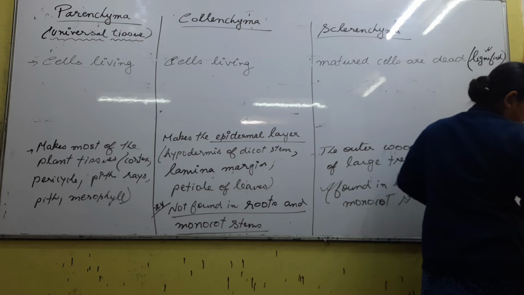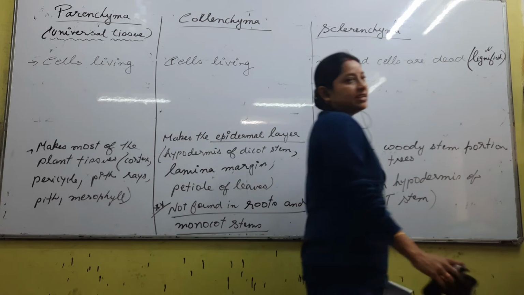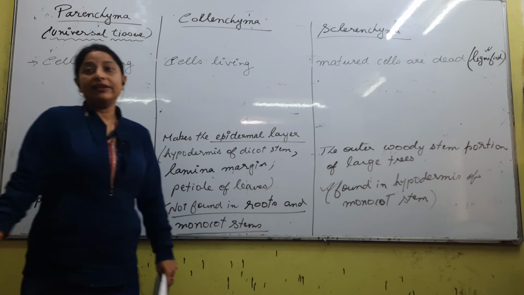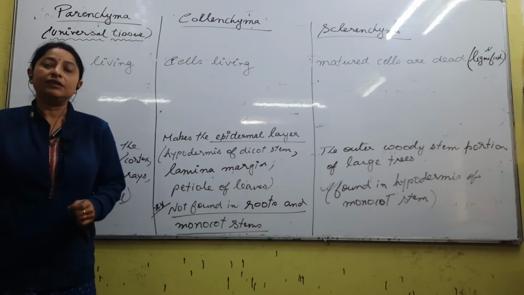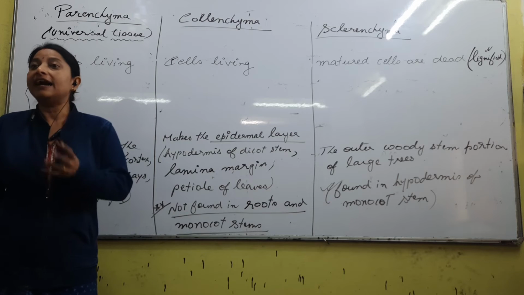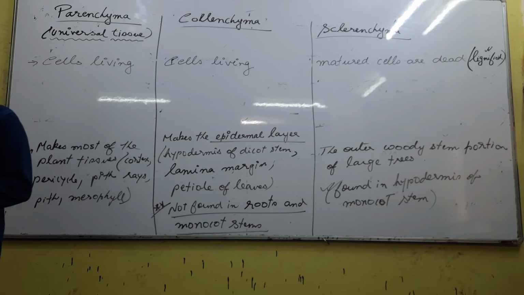Okay, talking about living or dead, we know parenchyma and collenchyma are types of living tissues, right? Even talking about sclerenchyma, in general we consider them dead tissues, but if you are differentiating between young sclerenchyma and mature sclerenchyma, young sclerenchyma is living and mature sclerenchyma is dead.